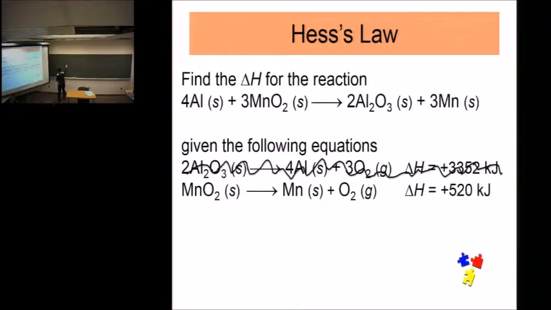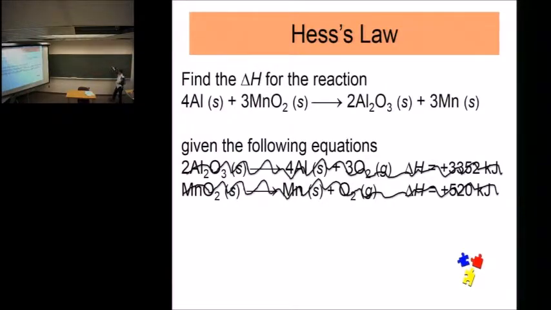So 3 MnO2. Don't forget to do everything by 3. 3 Mn plus 3 O2. And then what should I do to the enthalpy? I have to multiply that by 3, right? Okay, so how much is it? 1560. Okay, so let's write that down. 1560. Okay, there it is, 1560. Okay, so now I'm not looking at that one anymore. I'm looking at these two because I've changed it. These are my 2 new step reactions.